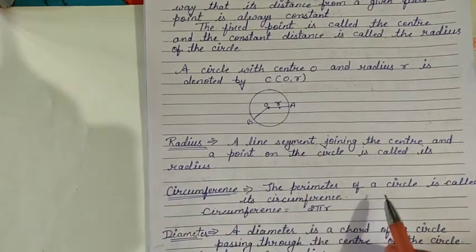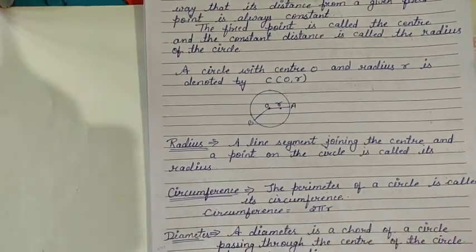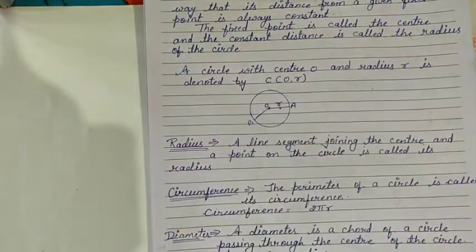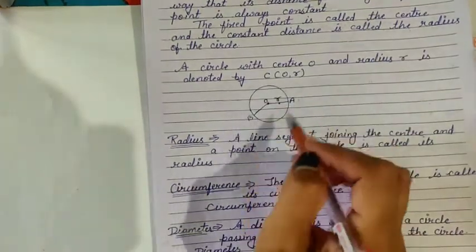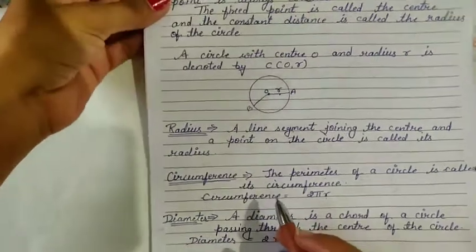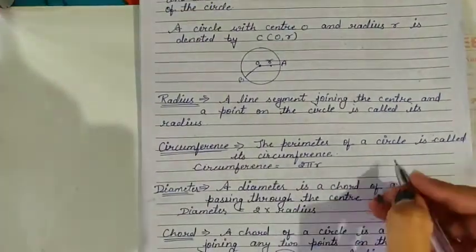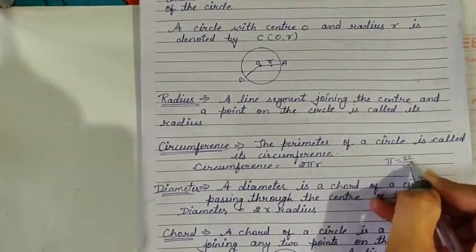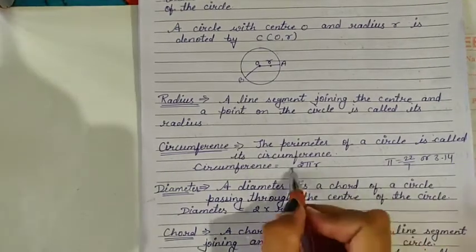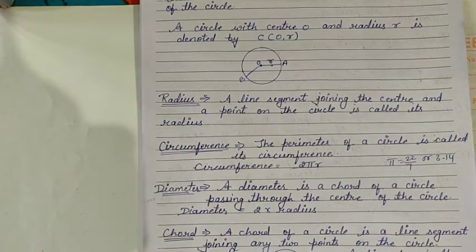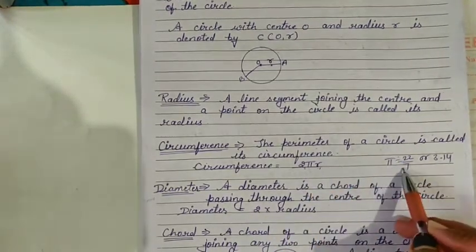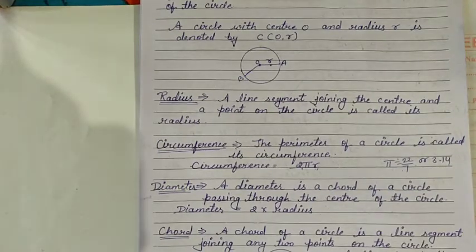Circumference. The perimeter of a circle is called its circumference. This circle, this boundary is called its circumference. The formula of circumference is 2 pi r, where r is the radius and pi is equal to 22/7 or 3.14.